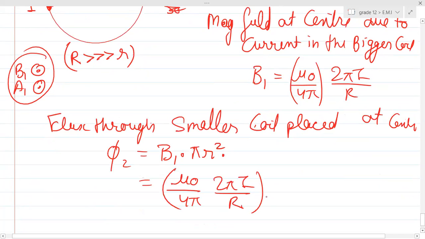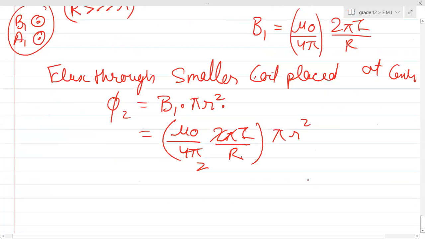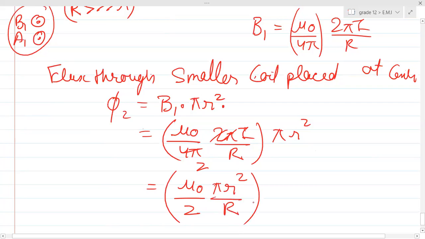This is the magnetic field multiplied by pi into small r squared. I'll take just this I outside, everything else inside. Pi cancels with pi, it will become 2. And this will be equal to mu naught by 2 into pi r square upon capital R, this into I, and that will be your phi 2.